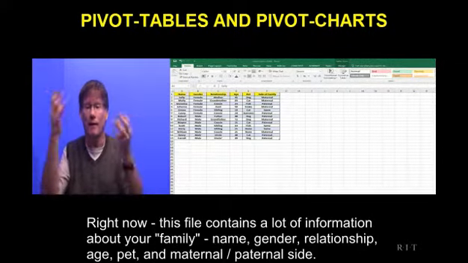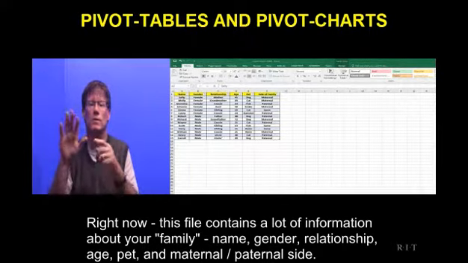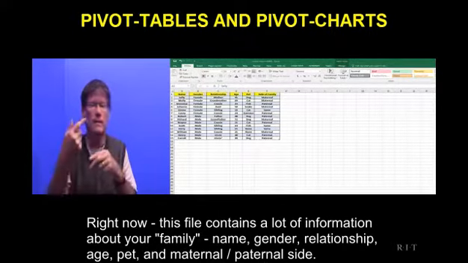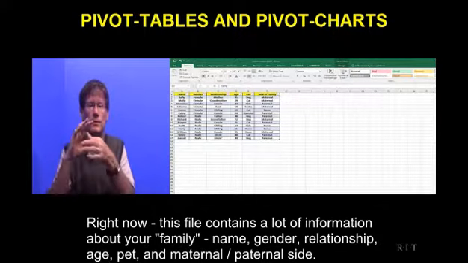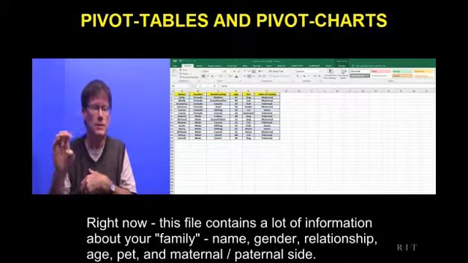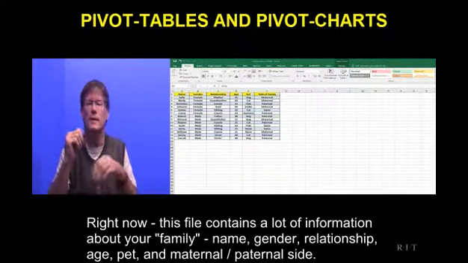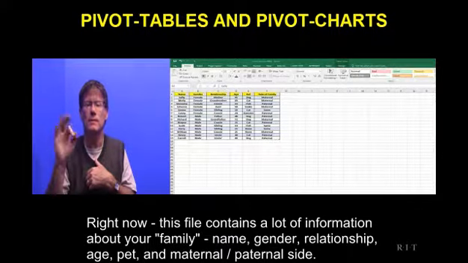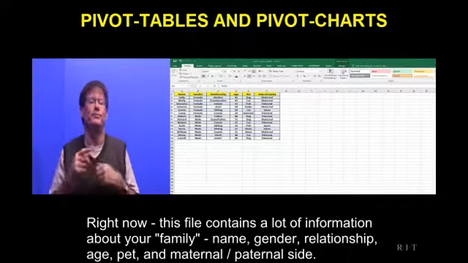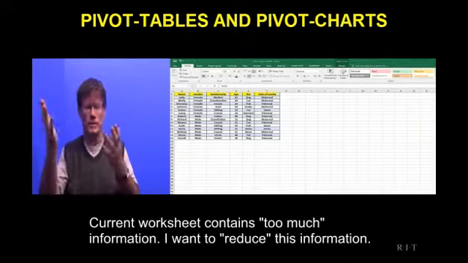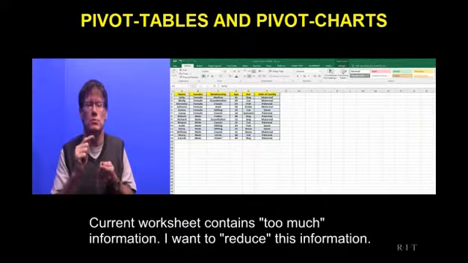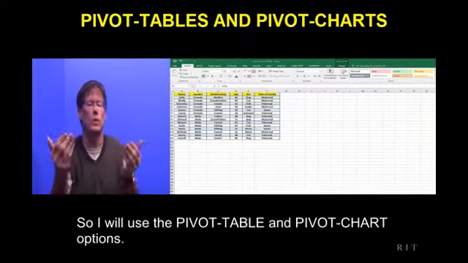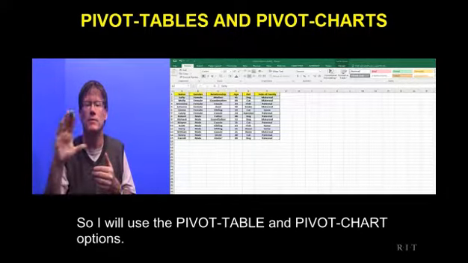Right now, this file contains a lot of information about your family: your name, your gender, your relationship, age, pet, maternal, paternal side. The current worksheet contains too much information. So I want to reduce the information. So I will use the pivot table and the pivot chart options.